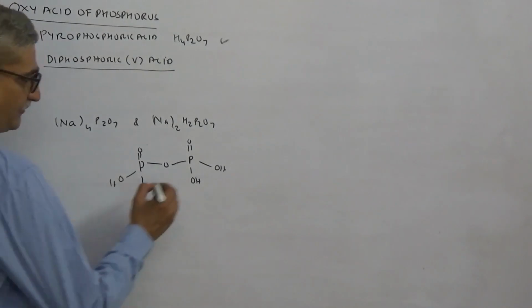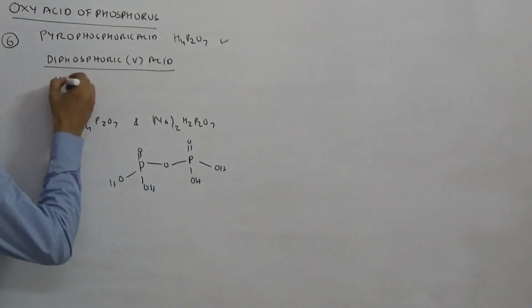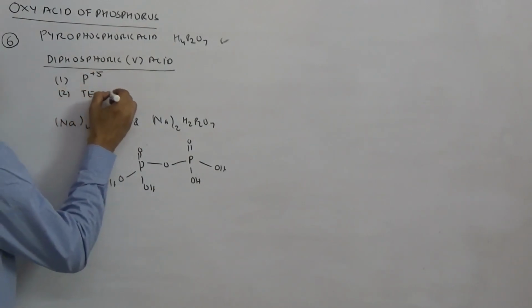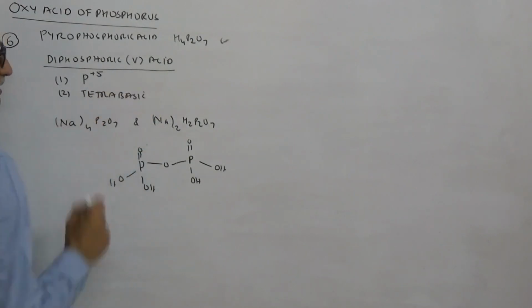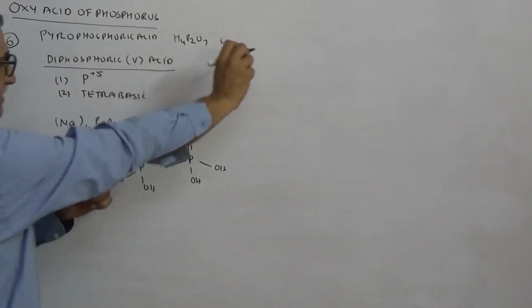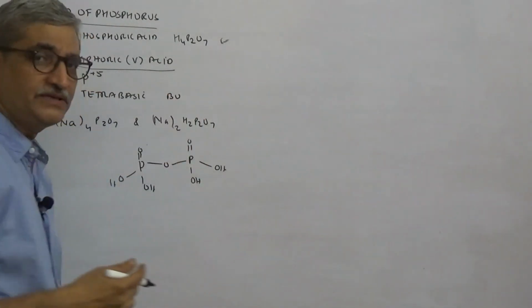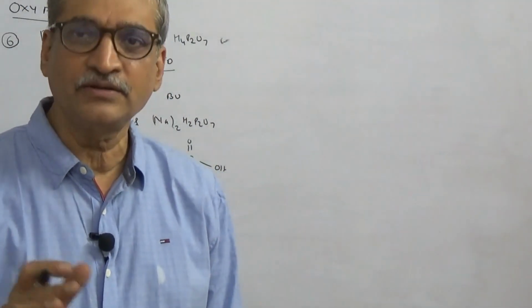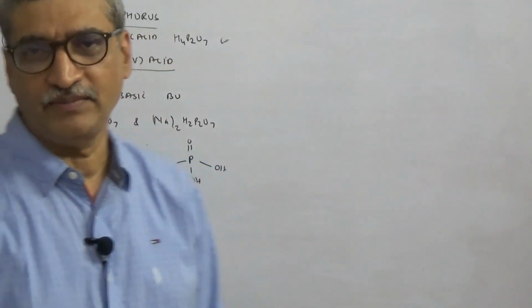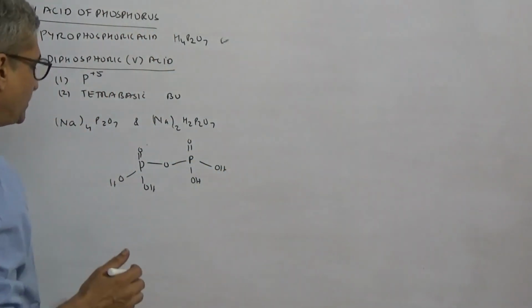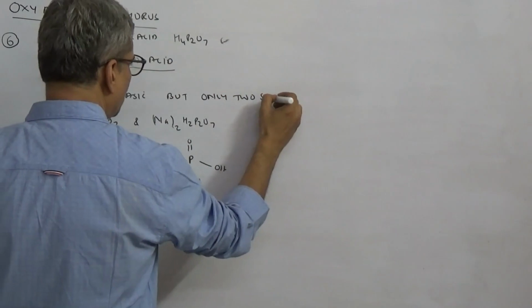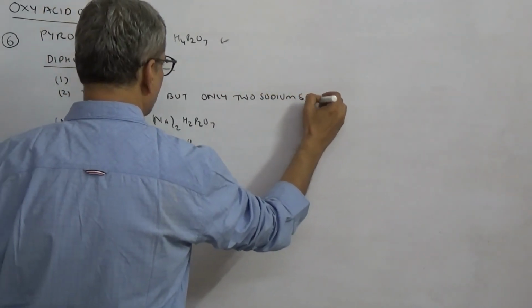The first point we can talk about is the phosphorus oxidation state, +5. It is supposed to be tetrabasic, which means when you react with NaOH, the first H ion goes, then the second, then the third, then the fourth. So there should be 4 salts available, with each H+ ion dissociating. But only 2 sodium salts are known.